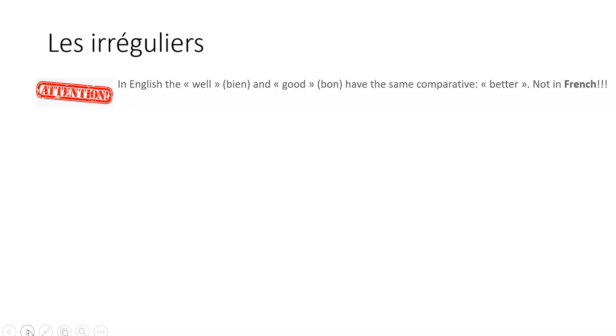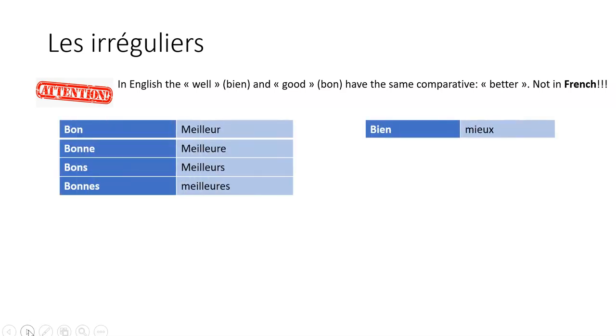Okay, there are some irregulars, but there's not that many. It's just the same as English, actually. In English, well, which is an adverb, actually, which means bien in French, and good, bon, have the same comparative, better, but not in French. So you need to be very careful here. So bon becomes meilleur, and bonne, meilleure. Remember, it's just like in English, we don't say more good, okay? We just say better. Bien, however, becomes mieux, and there's no feminine or masculine. Bien is an adverb, so it doesn't have any gender. Okay, so be very careful here.